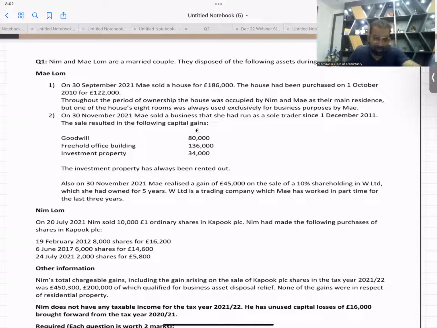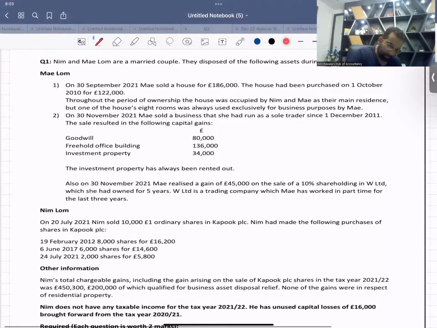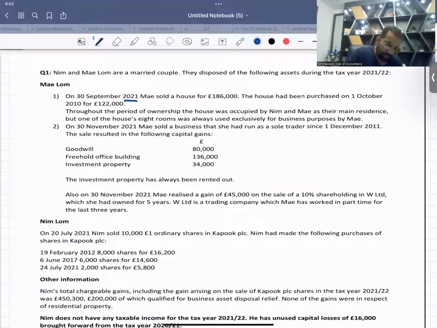Now, question number 1. Nim and May Lom are a married couple. They dispose of the following assets during the year 21-22. On 30th September 2021, May sold a house for 186,000. This is the disposal proceed, DP. The house had been purchased on 1st October 2010 for 122,000. This is the cost. So the cost is given, DP is given. You can simply calculate the gain.